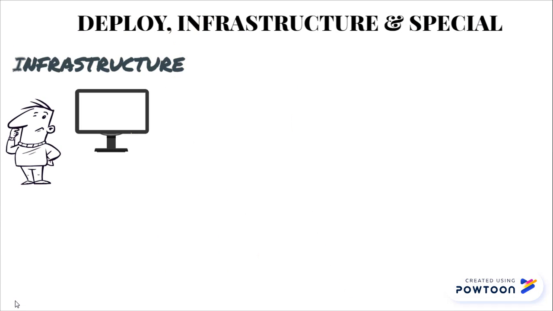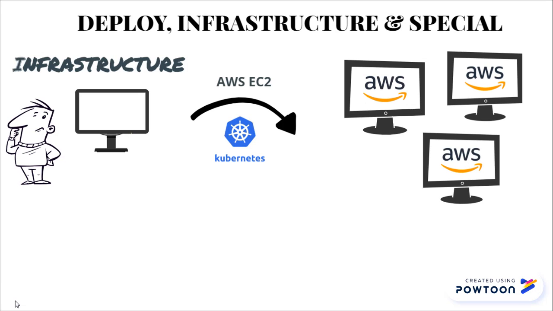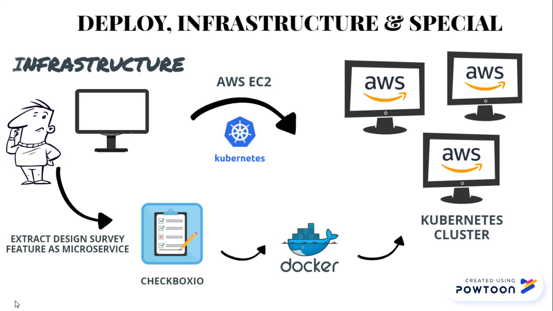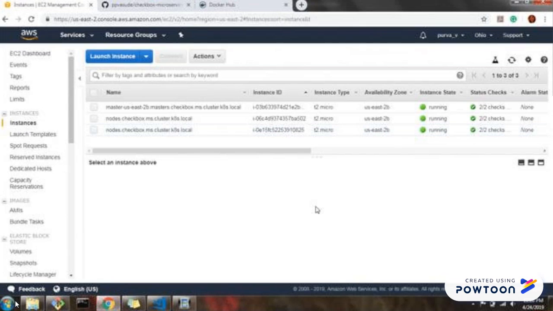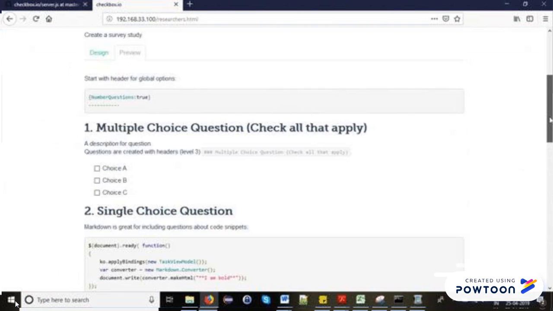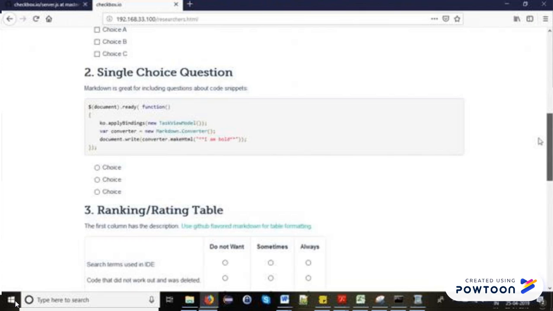For the infrastructure component, we created a Kubernetes cluster on AWS. We also extracted a feature of checkbox as a microservice and deployed it on the Kubernetes cluster using a Docker image. Over here you can see the cluster we have created, and you can see the microservice running successfully on one of the pods in this Kubernetes cluster.